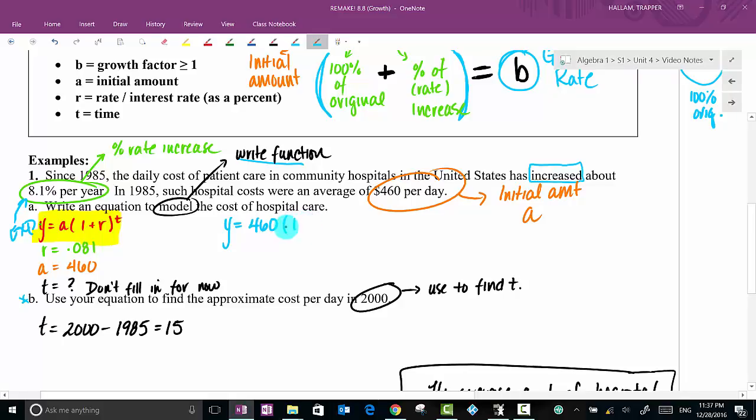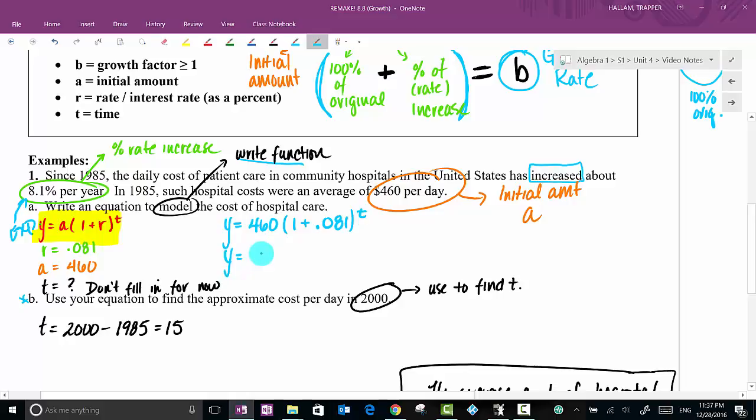We got 1, which represents the original amount, plus that increase per year, right? Because it's increasing per year. And the increase per year is 0.081. And that's raised to the t. Again, we're just writing a model. We're not evaluating, not plugging anything in for t, because that's our input, right? And that's our output. T's our input, y's our output. So there's a nice model for it.